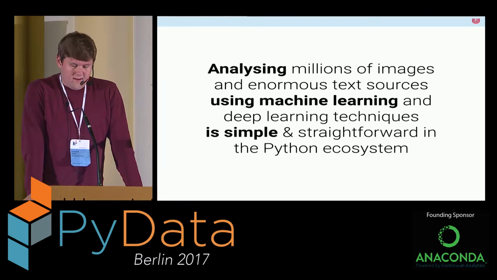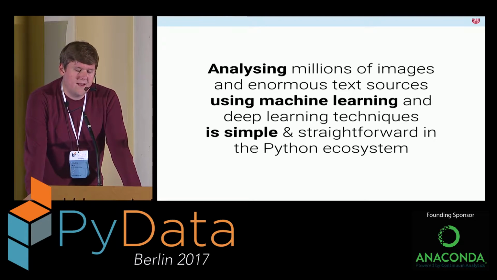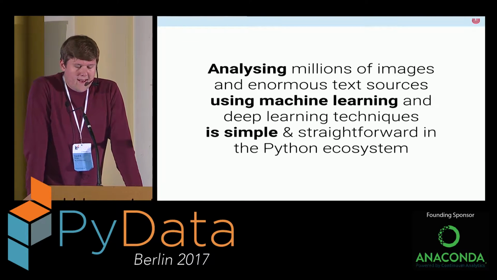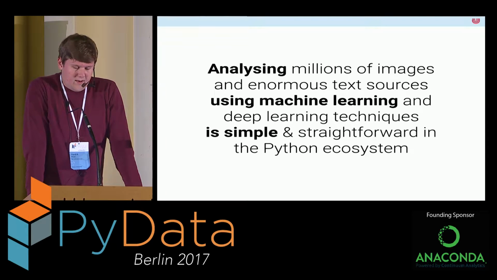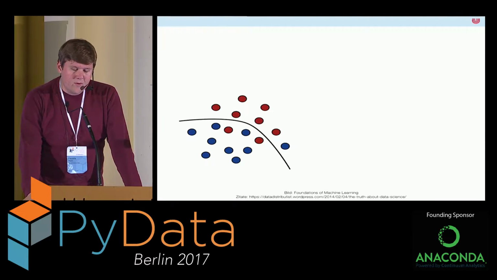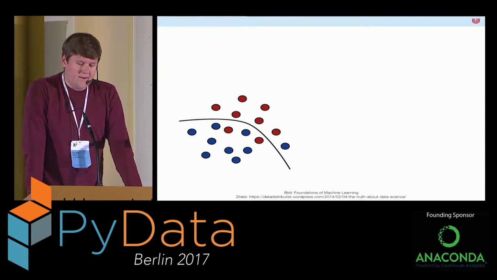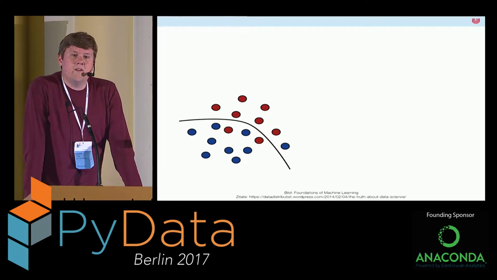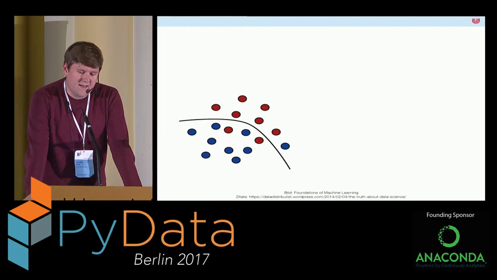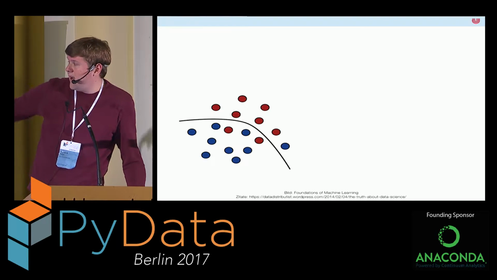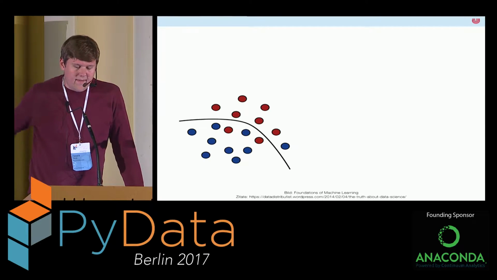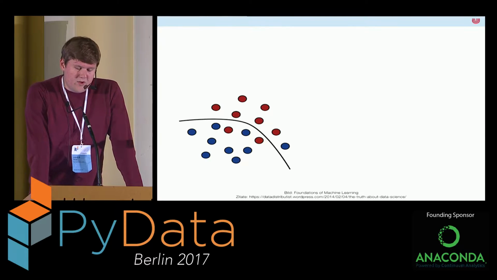In the abstract to this talk, I promised that analyzing millions of images and enormous text sources using machine learning is simple and straightforward in the Python ecosystem, and I hope I can convince you. There was a lot of talk on machine learning here. I usually love to bring up this picture because that's the essence, right? You have two classes and you want to classify them, and you're just trying to draw this line between the two classes. That's the essence of machine learning. It's the cover of one of the nice machine learning books.